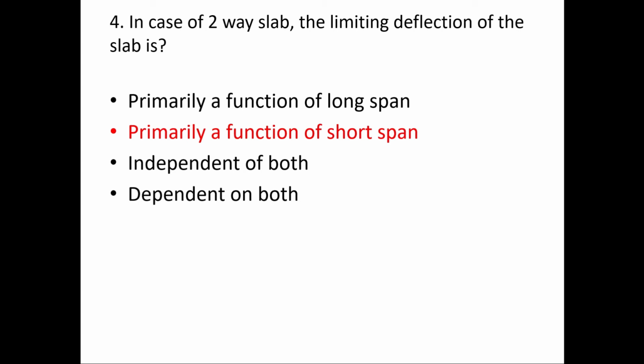For the continuous slab, the span to effective depth ratio for mild steel is 40, and for Fe415 it is 32. You have to consider the shorter span, as deflection control is checked against the shorter span. So you can remember that the limiting deflection of the slab is primarily a function of the shorter span. Option B is correct here. Moving on to the next question.